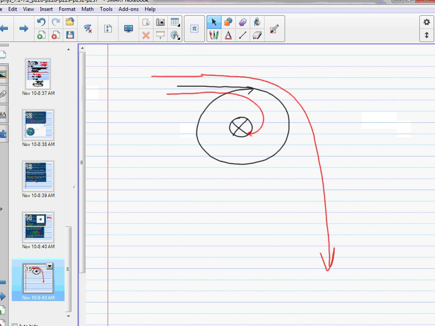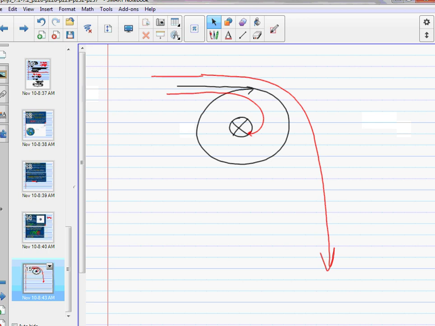Light has mass. So we'll talk about that later on. But light itself has mass, and so it is affected by gravity. Now, light has a constant speed, 3.00 times 10 to the 8th meters per second.